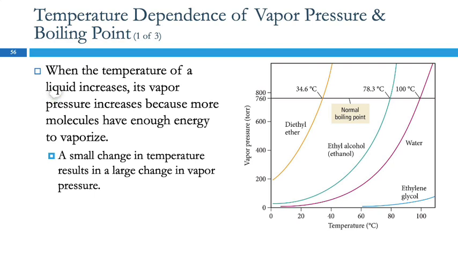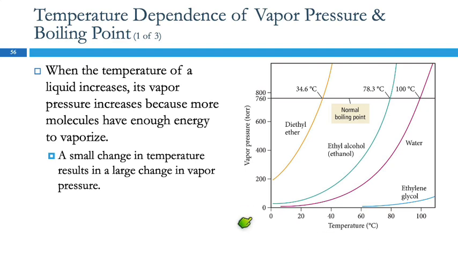So this is what we just talked about. When the temperature of a liquid increases, its vapor pressure increases. It's because more of those particles have enough energy to escape, right? And so the rate of evaporation increases, whereas the rate of condensation remains the same. So sometimes a small change in the temperature can result in a large change in the vapor pressure.